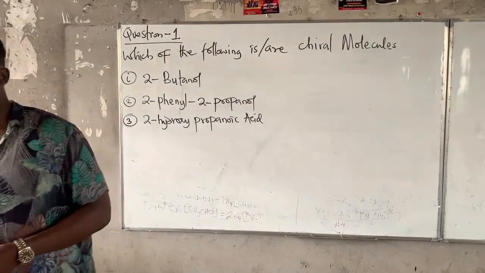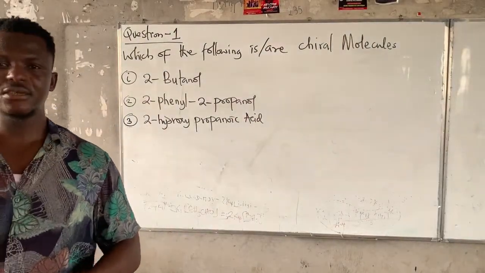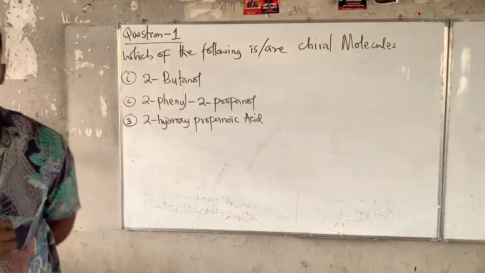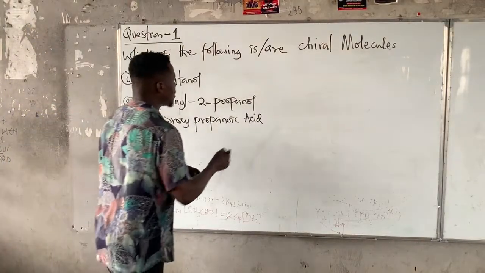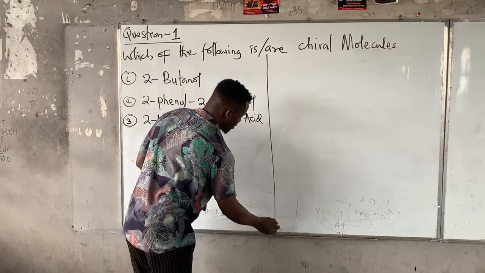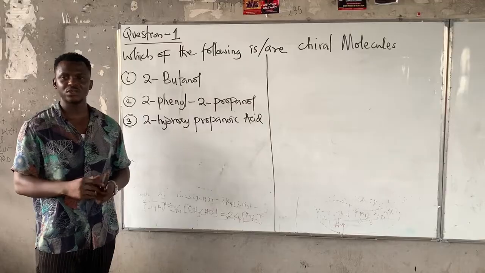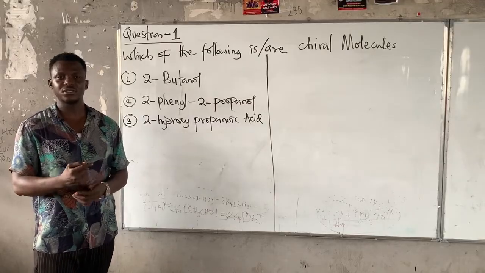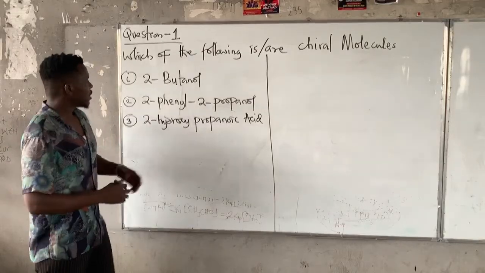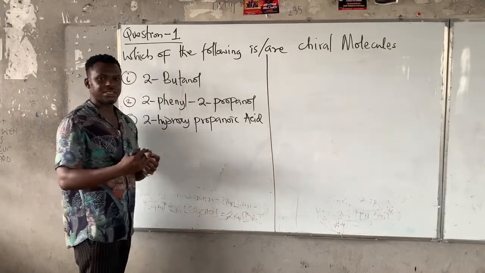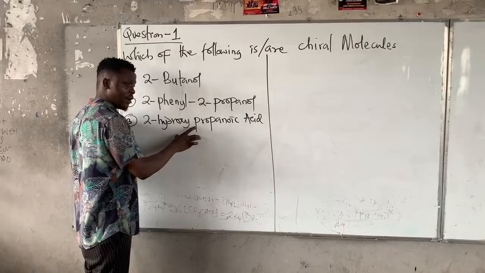Now, first thing first, we know what a chiral molecule is. For a compound to be called a chiral molecule, you just need one thing to be present, a chiral carbon. Now, when we get to meso compounds, we're going to see another type of compound that contains chiral carbons but is not optically active. Class, first thing first, let's draw these structures, because you cannot tell if a compound contains a chiral carbon without drawing it.